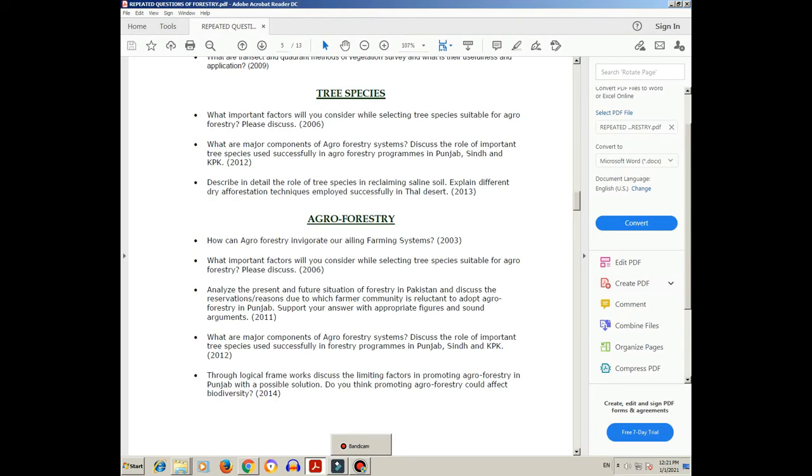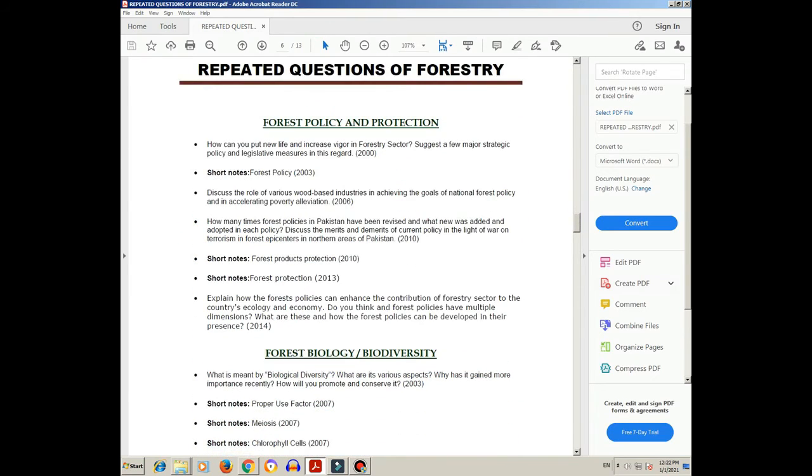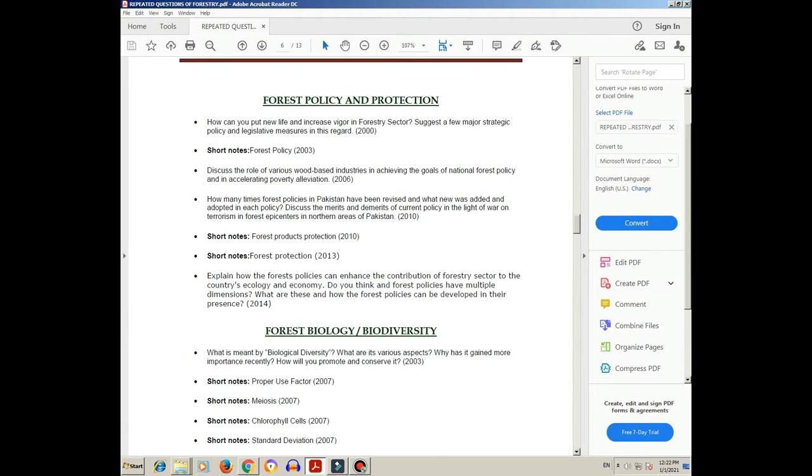2011 What are major components of agroforestry systems? Discuss the role of important tree species used successfully in forestry programs in Punjab, Sindh and KPK. 2012 Through logical frameworks discuss the limiting factors in promoting agroforestry in Punjab with a possible solution. Do you think promoting agroforestry could affect biodiversity? 2014 Forest policy and protection. How can you put new life and increase vigor in forestry sector? Suggest a few major strategic policy and legislative measures in this regard.